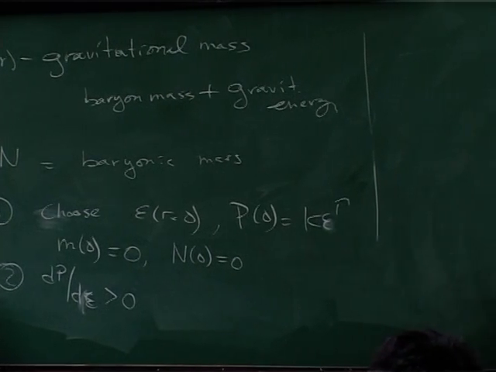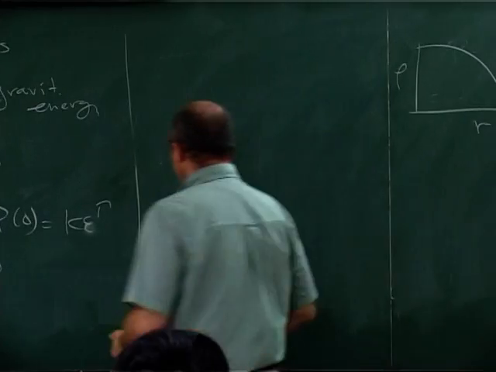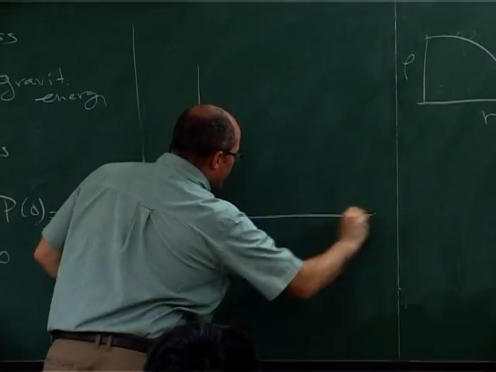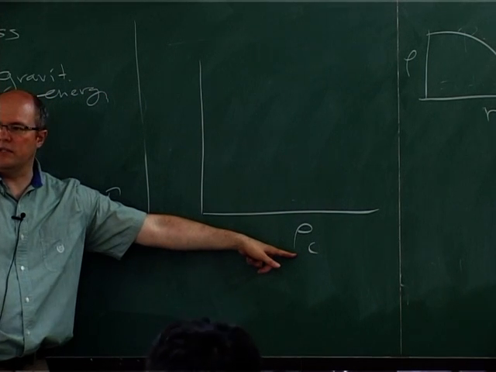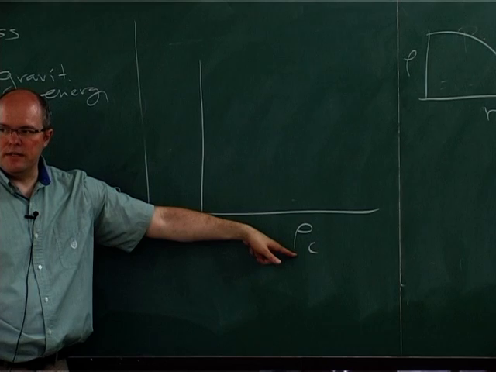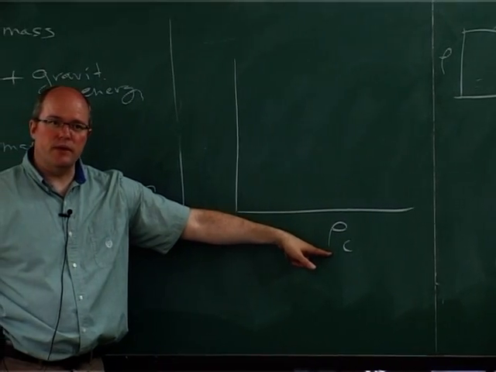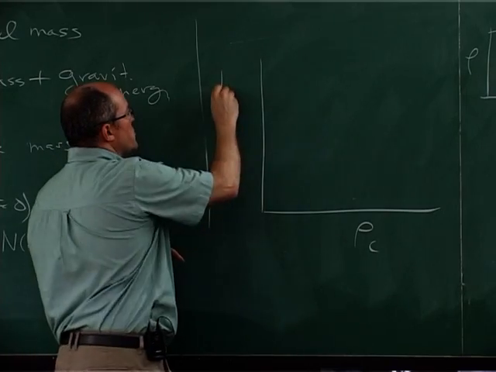I can imagine doing this lots of times for lots of stars. And for every star, I can imagine plotting the central density. So I'm going to call this the central density of the star, the mass density, which is epsilon divided by c squared. This is where all these unit things come in. And this would be the total mass of the star.